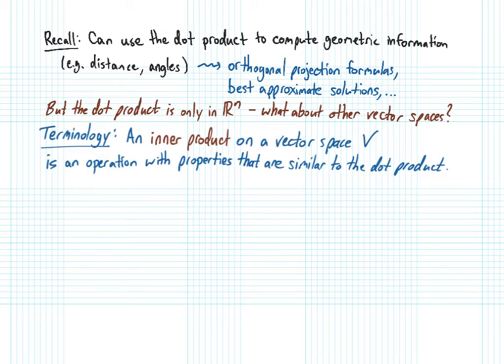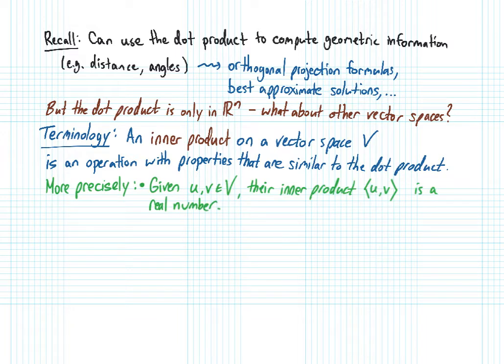An inner product on a vector space V is an operation that has properties that are similar to a dot product. So let's be more precise. First of all, what kind of an operation is it? Well, just like the dot product takes two vectors and then their dot product is a number, if you take two elements of the vector space, then their inner product should be a real number. And just make sure that you observe the notation here, that the inner product is denoted with these angled brackets with u and v inside.